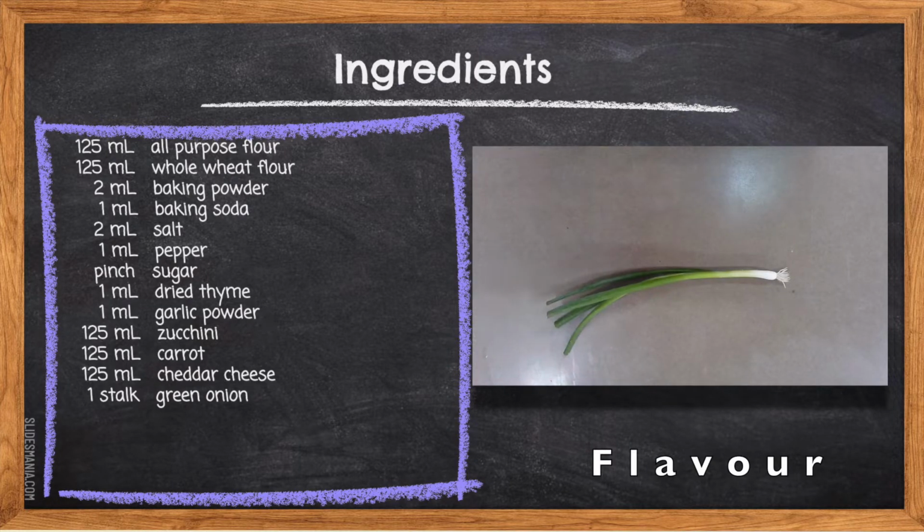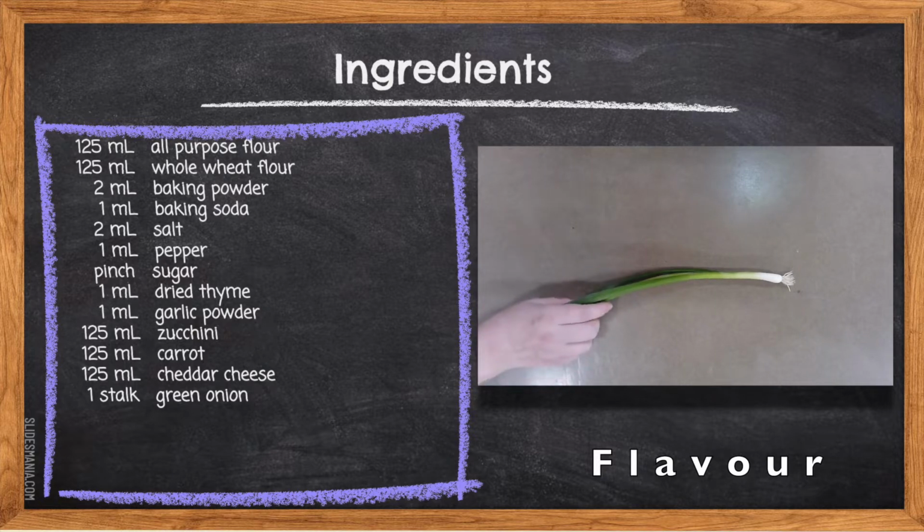1 stalk green onion. Green onions, also known as spring onions, are a great way to add an onion flavor that is mild but still distinctive.